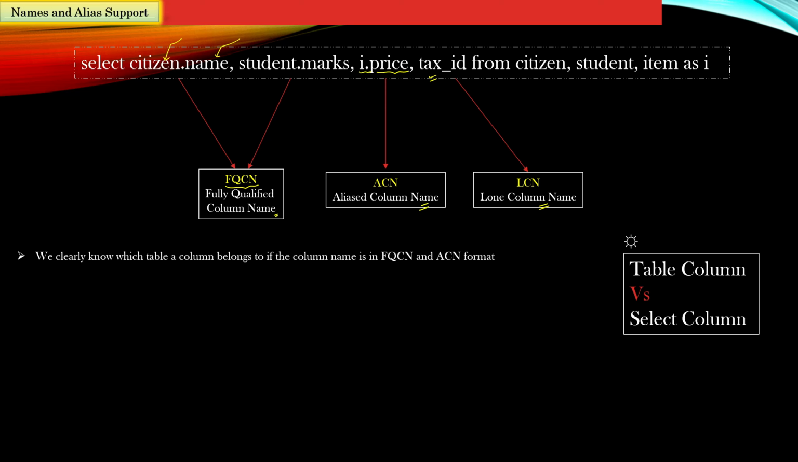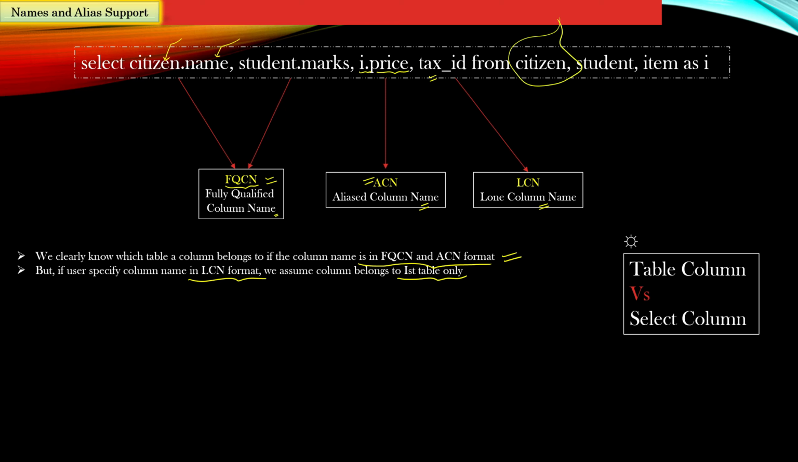So when the user specifies the column using FQCN or ACN, we will clearly know which table a column belongs to if the column name is in FQCN or ACN format. All right. But if the user specifies the column name in LCN format, we will assume that the column belongs to the first table. First table means the very first table which is specified after the from keyword.